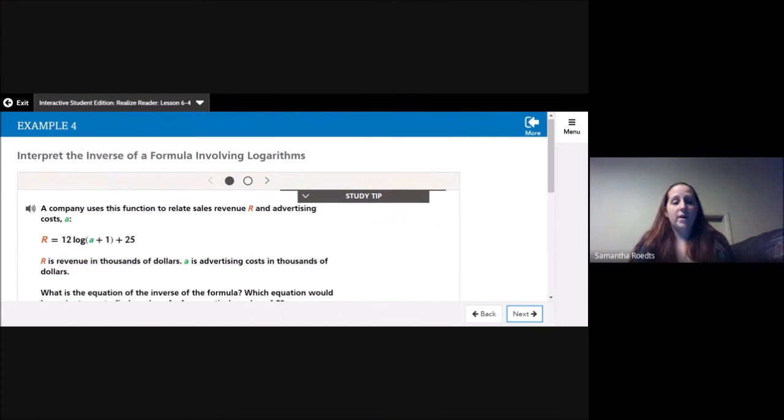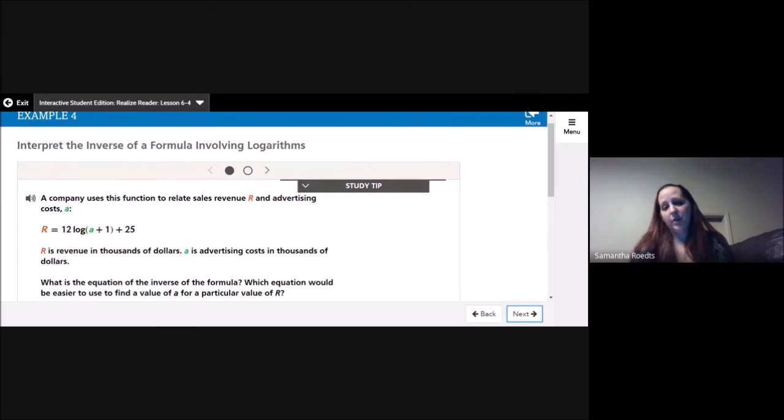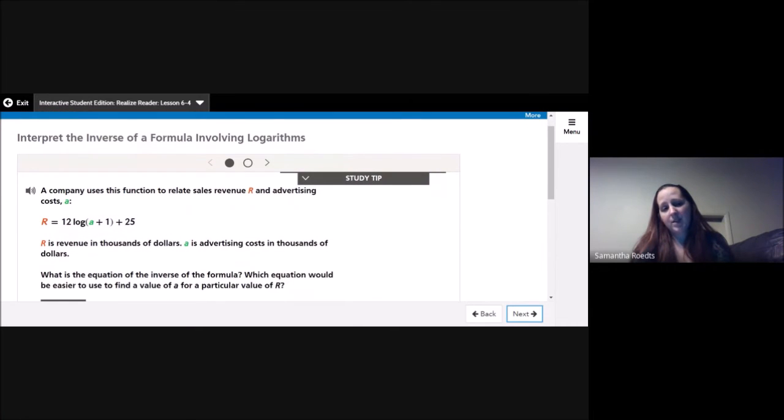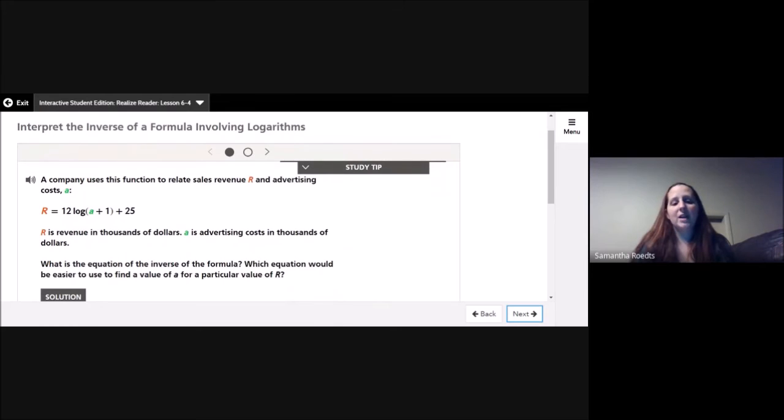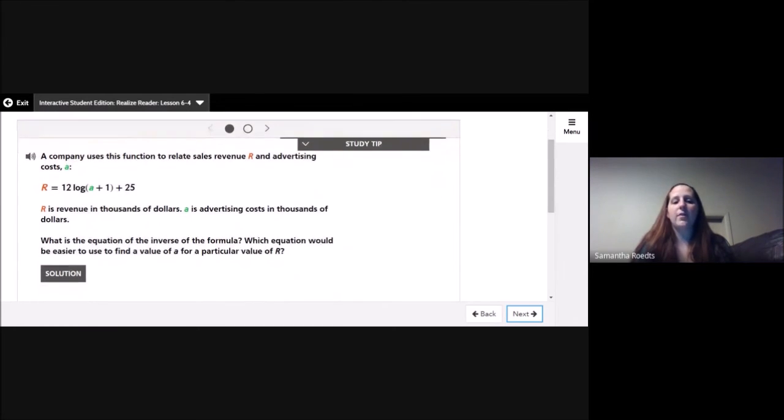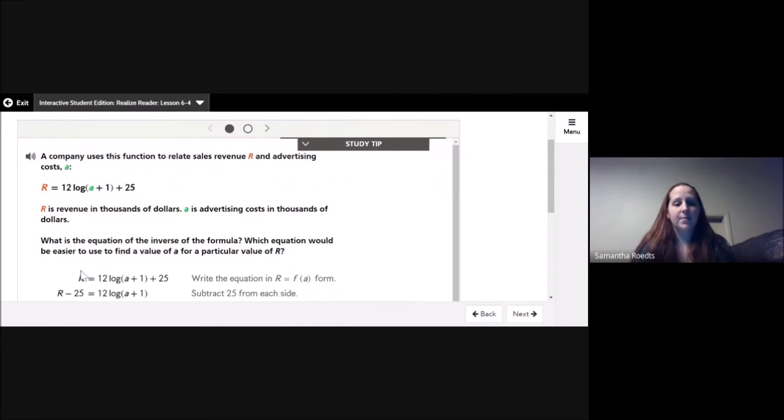All right, example 4, interpret the inverse of a formula involving logarithms. So a company uses this function to relate sales revenue R and advertising cost A. R equals 12 log of A plus 1, plus 25. R is revenue in thousands of dollars. A is advertising costs in thousands of dollars. What is the equation of the inverse of the formula? Which equation would be easier to use to find the value of A for a particular value of R?